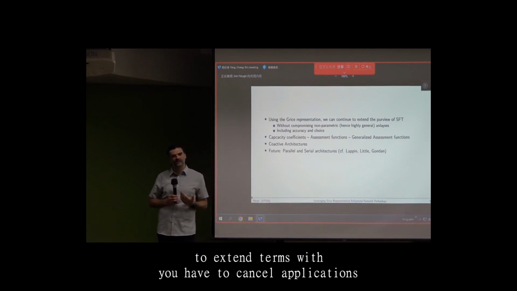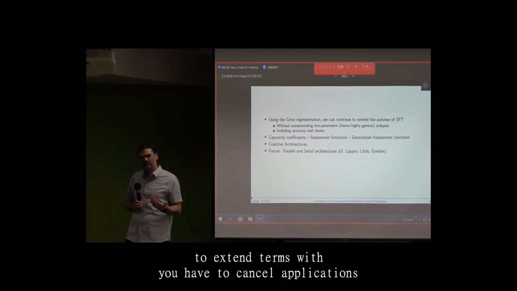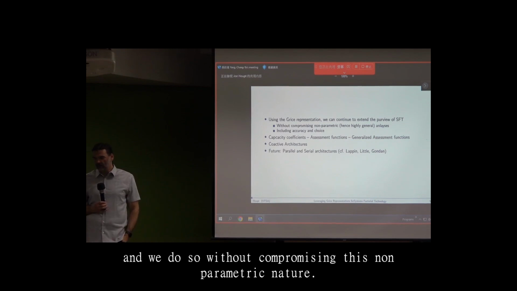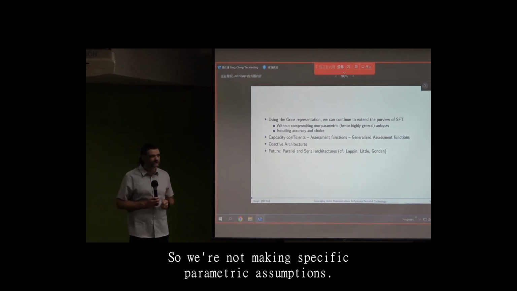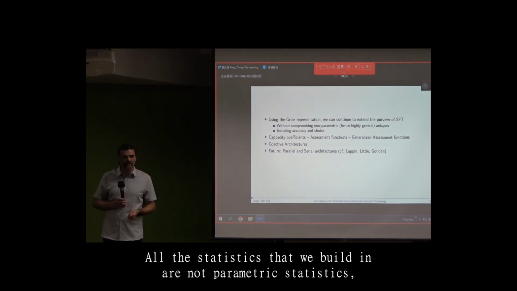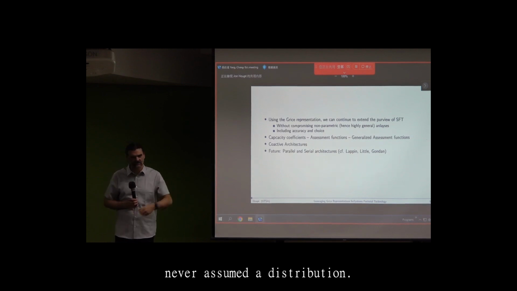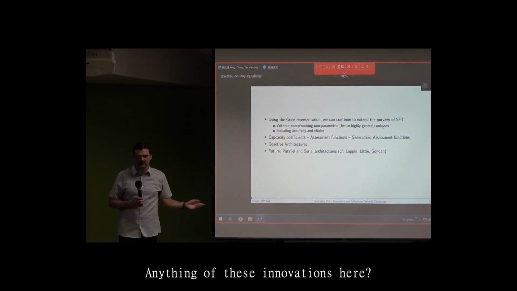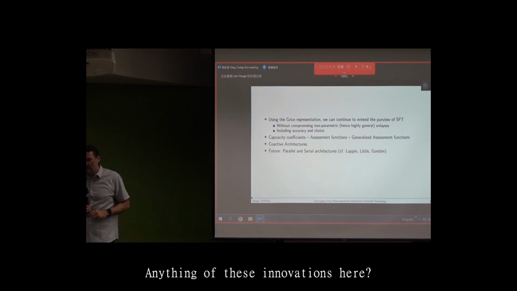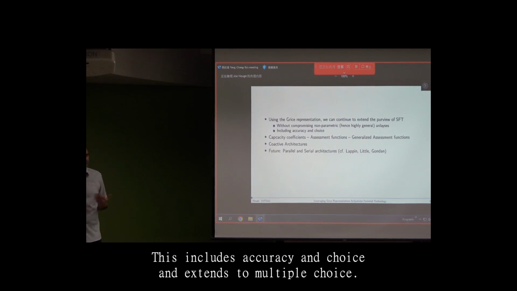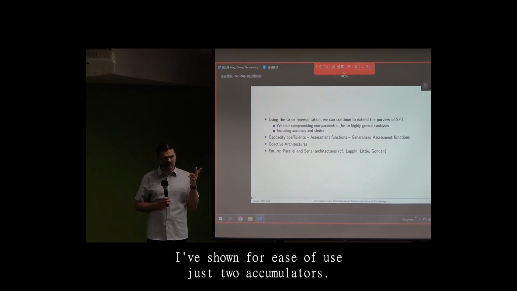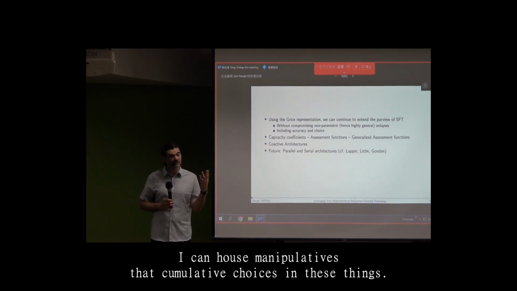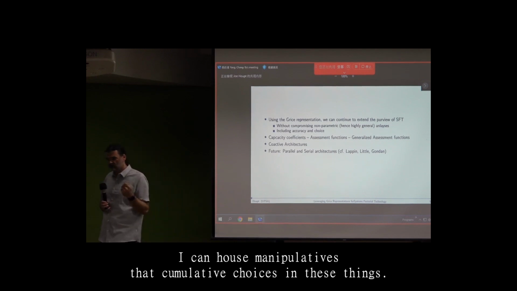So in the ultimate conclusion, this Grice representation approach can give us a lot of opportunities to extend SFT into new potential applications. And we do so without compromising this non-parametric nature. So we're not making specific parametric assumptions. All the statistics that we build in are non-parametric statistics. We never assumed a distribution or anything other than simulations here. This includes accuracy and choice and extends to multiple choice. So I've shown, for ease of use, just 2 accumulators. I can have as many accumulators that have choices in these things.